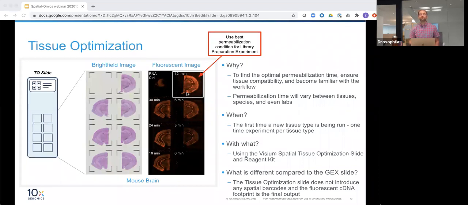However, once you've found that permeabilization time for the tissue that you're interested in, you're pretty much good to go. You don't need to redo this every time. You can take that same 12 minutes here that we found, and in your lab, in your mouse brains, 12 minutes is probably almost always going to work. So we think of this as an upfront thing, not something that you have to do all the time.